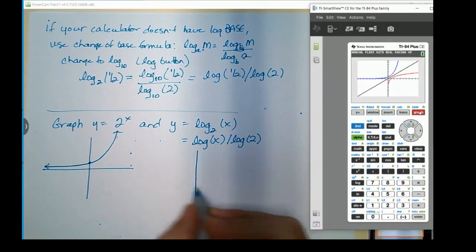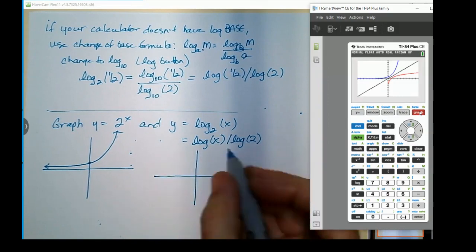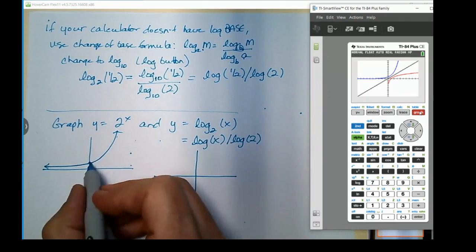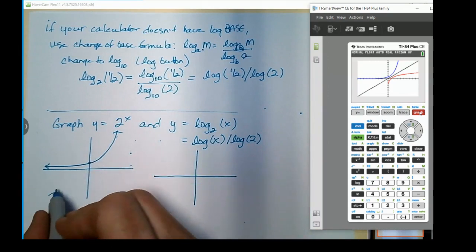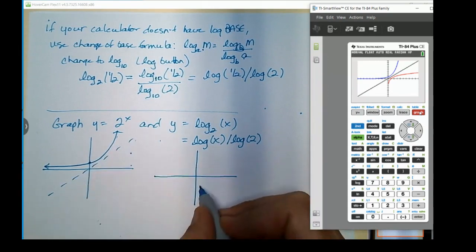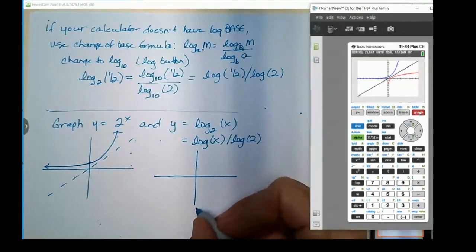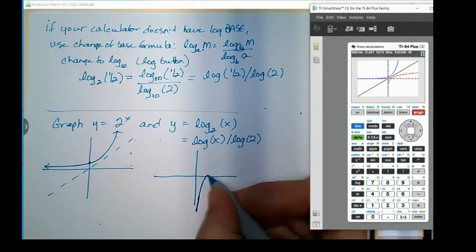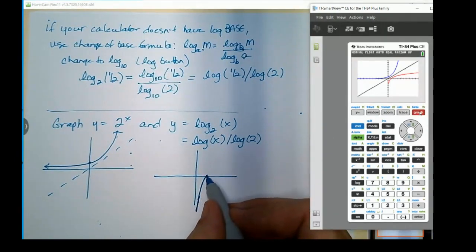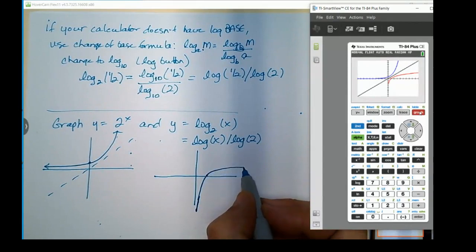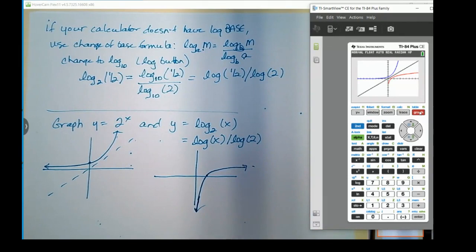Okay, so there we have it. Our log function is just a reflection of this across this line. So what we get is something that goes down towards the y-axis here. It crosses through the x-axis here, and then it curves over pretty sharply and goes on to the right.